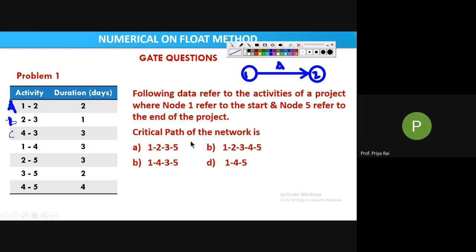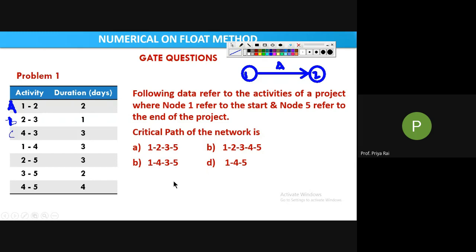These are the options given to you. Try to take care of these options only. One path is 1 to 2, 2 to 3, 3 to 5. The second is 1 to 2, 2 to 3, 4 to 5, 5 to 6. The third, option C, is 1 to 4, 4 to 3, 3 to 5. And the fourth option is 1 to 4, 4 to 5. We have to consider these four paths only, not all the paths, and see among these which one is the critical path.